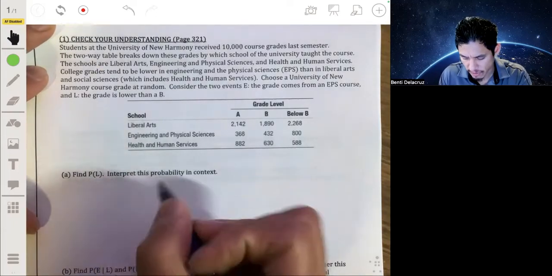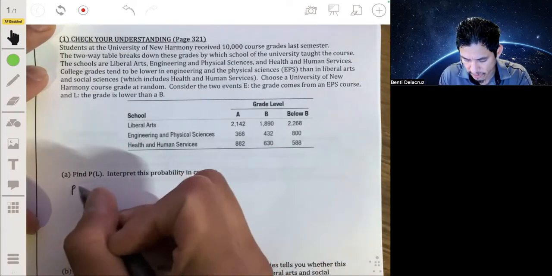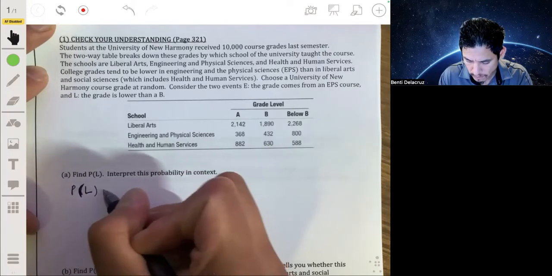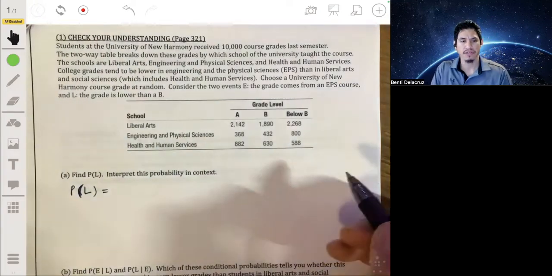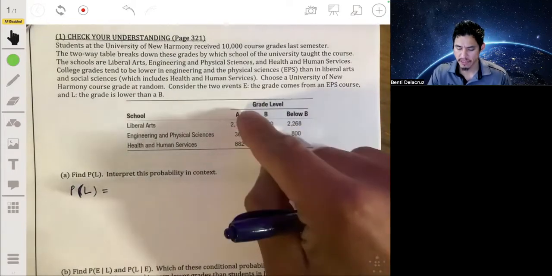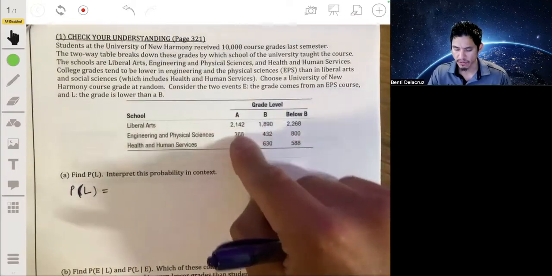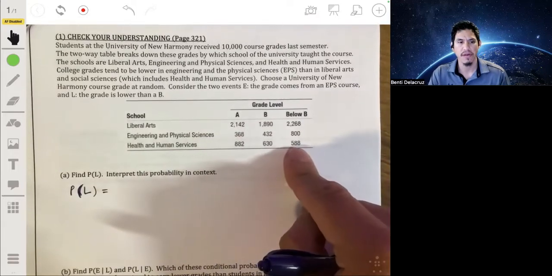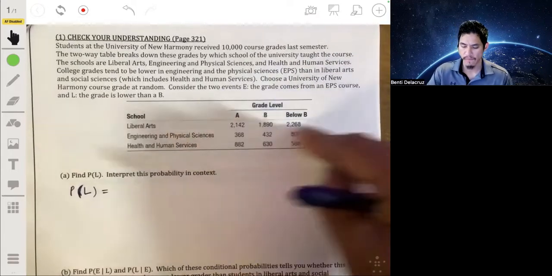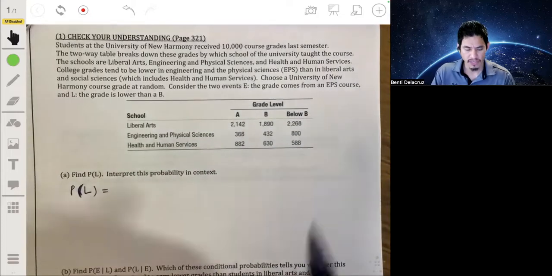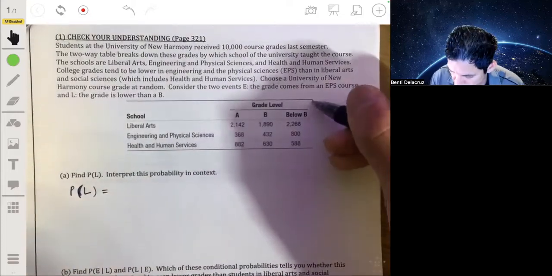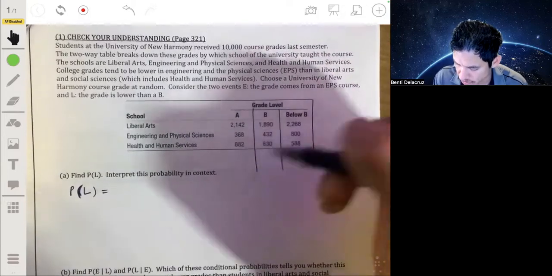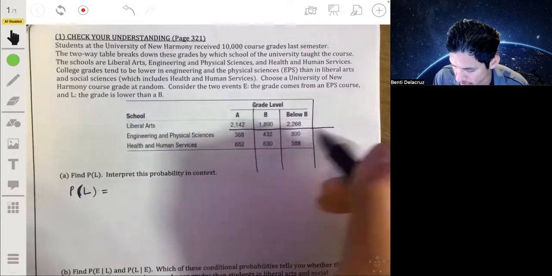So we want to find the probability of L, and we're going to interpret it. Here's our table. These are going to be all of the total A grades, Bs, and then below Bs. And across we have the schools. But we need to figure out all the column and row totals, because that's going to make our lives a lot easier if we do it now than later.